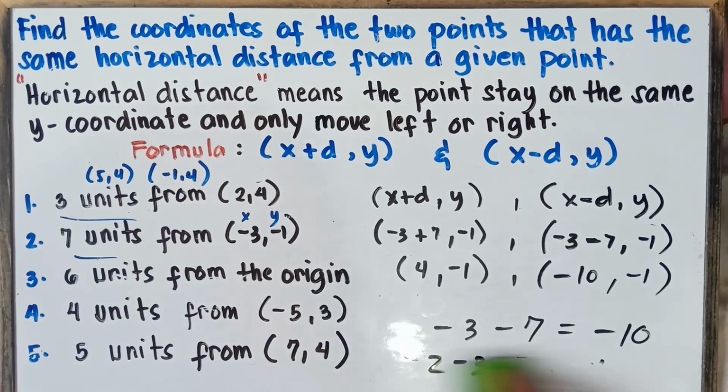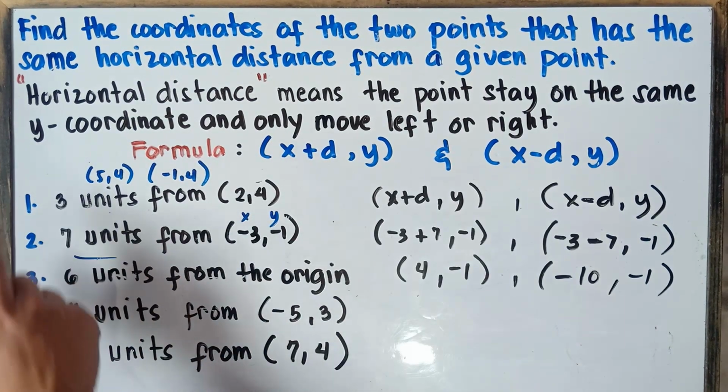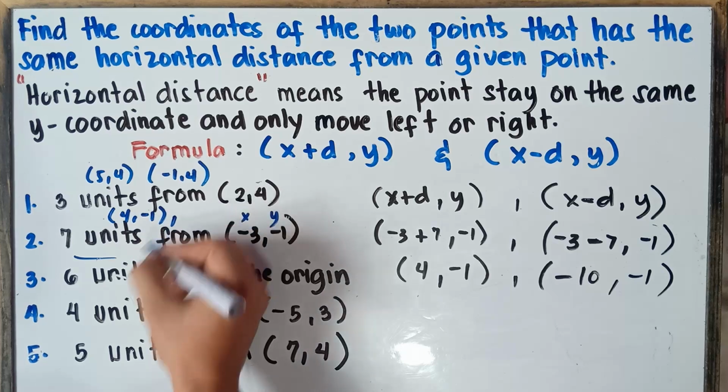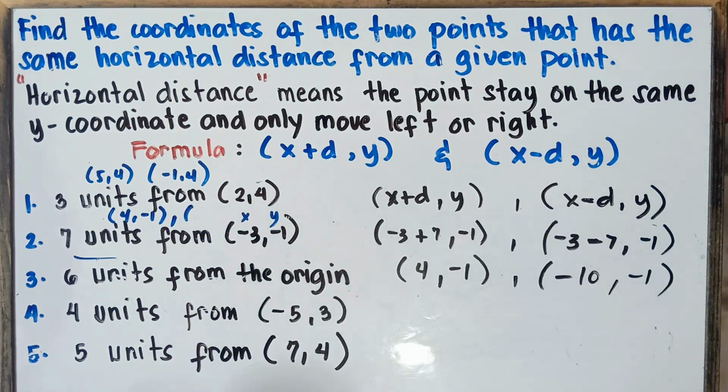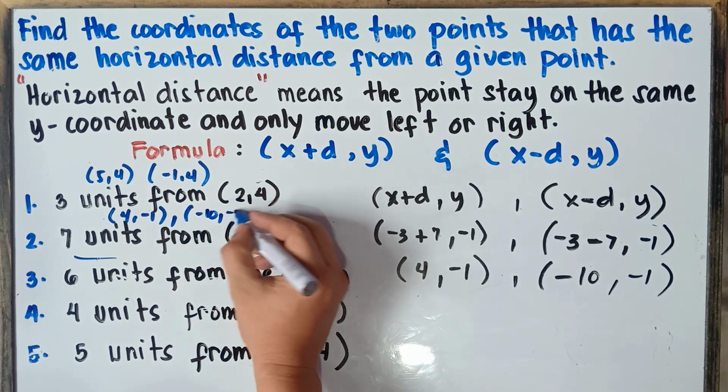That's it, class. That's the answer, class, with regards to example number 2. So all set for number 2. We have 4 and negative 1. The other point, the second ordered pair, we have negative 10 and then negative 1. All set.